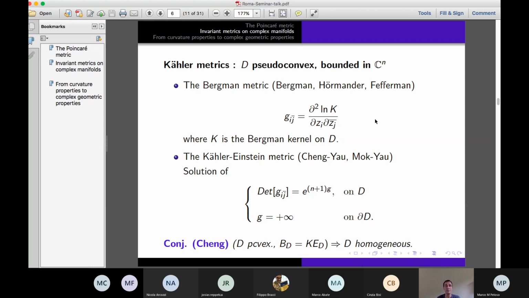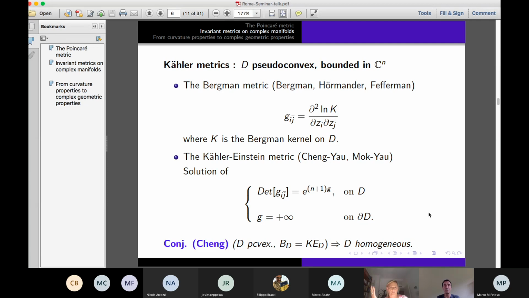There's another sort of metric, the Kähler-Einstein metric. It's a solution of a Monge-Ampère type equation. On the domain, it satisfies the identity given here. And you also want it to explode near the boundary. Here, the explosion is at the infinitesimal level, but when you integrate, it will also give you explosion, meaning a complete metric, so explosion of the distance.